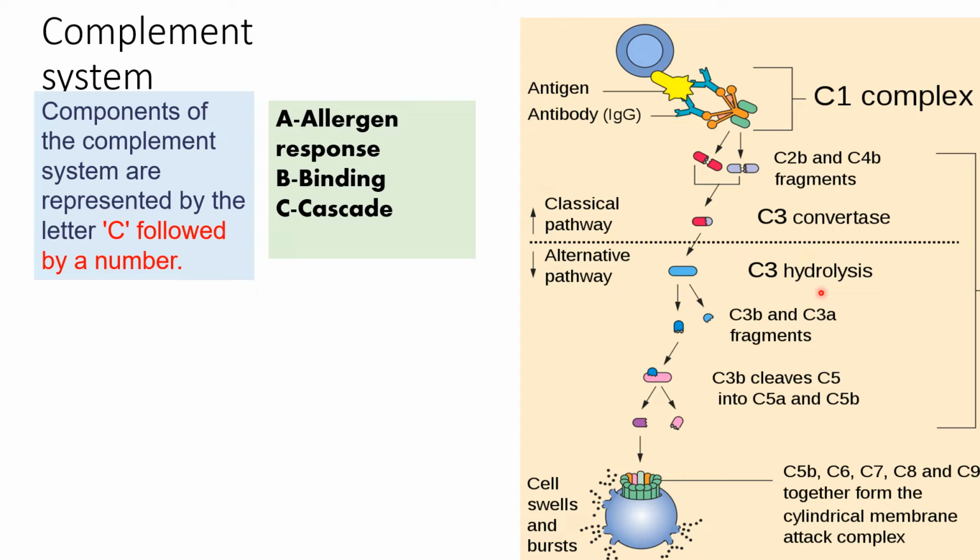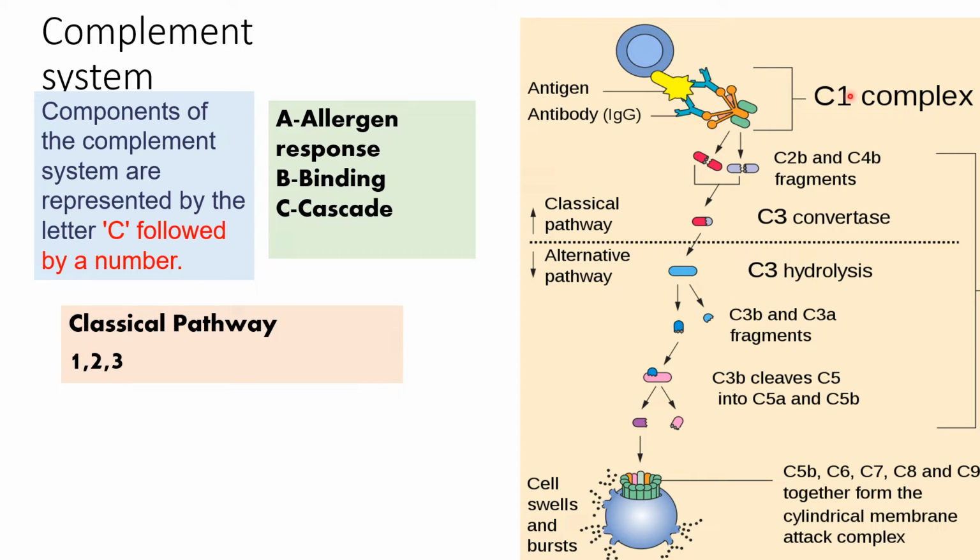A brings about the allergic response, whereas B is responsible for binding to the next series of enzymes, resulting in a cascade activation. So A stands for allergic response. If it is C3A, it is bringing an allergic response. C5A brings an allergic response, whereas the B, that is C3B, binds to the next, C5B binds to the next enzyme, leading to the activation of the cascade system.